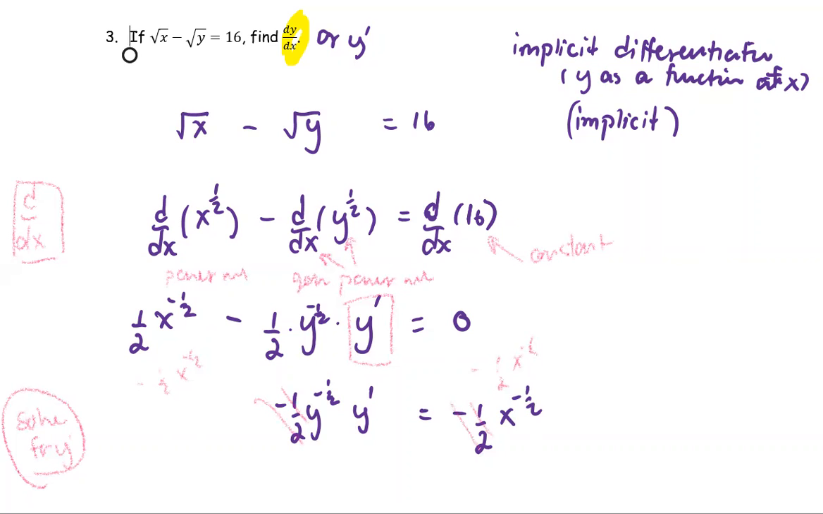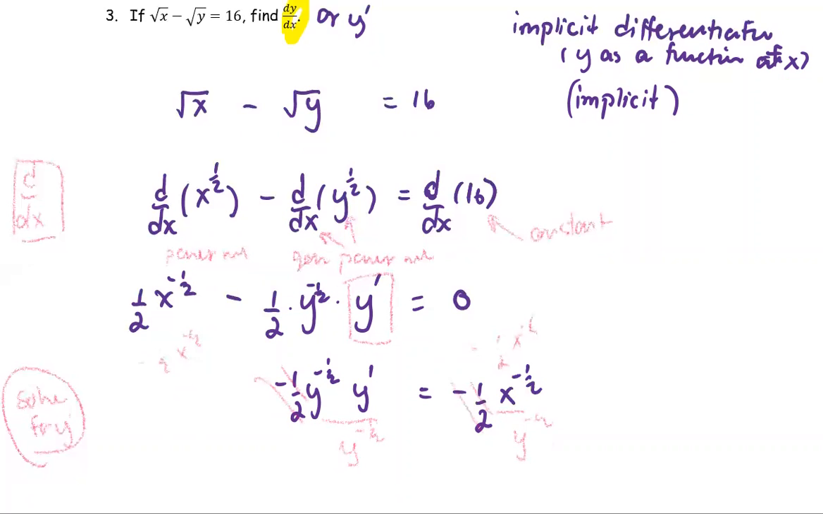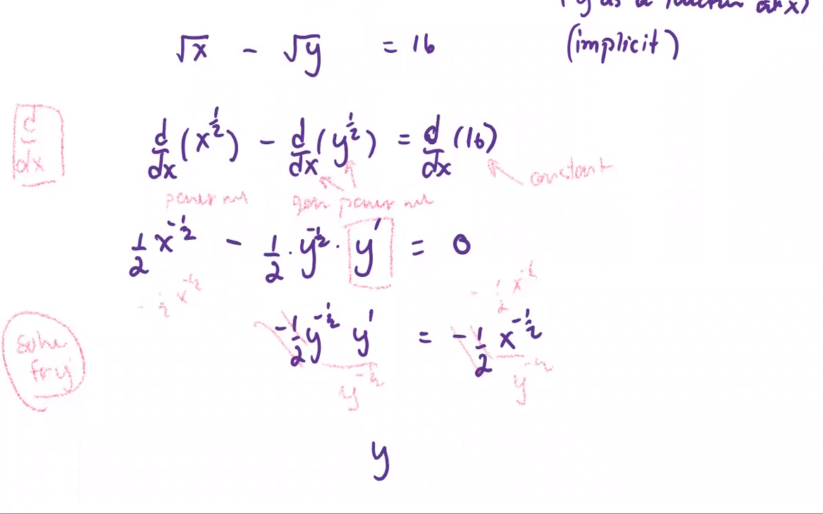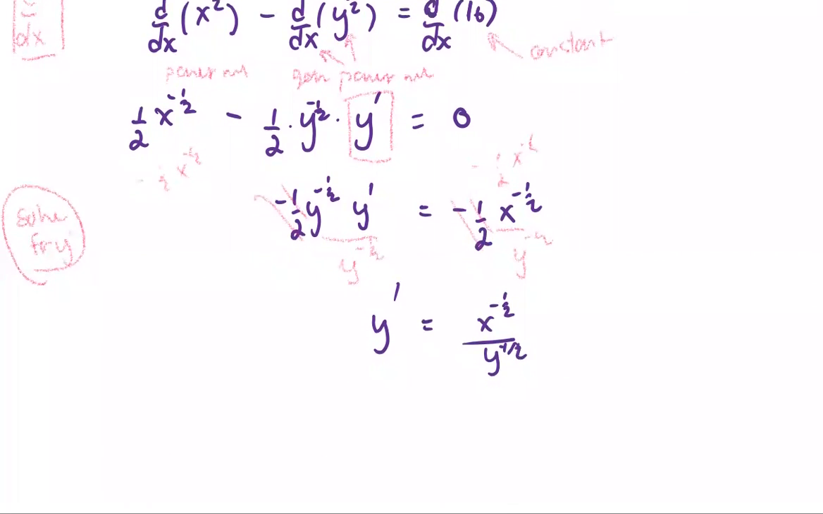It's very convenient to see negative 1/2, negative 1/2. Left and right have the same coefficient, so we can reduce them. And then we divide both sides by y to the negative 1/2. So we will get y prime as x to the negative 1/2 divided by y to the negative 1/2. They both have negative power, so we can rewrite them in the positive power, but in the reciprocal form. The numerator x to the negative 1/2 becomes the denominator x to the power positive 1/2. The denominator y to the negative 1/2 now becomes the numerator as y to the power 1/2.